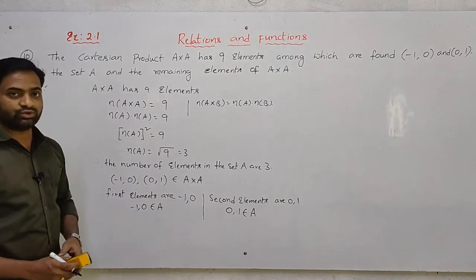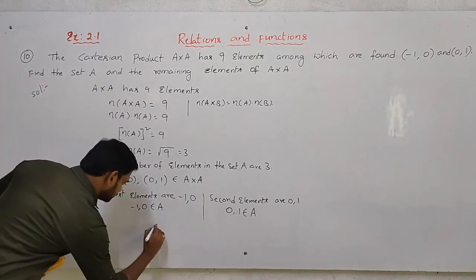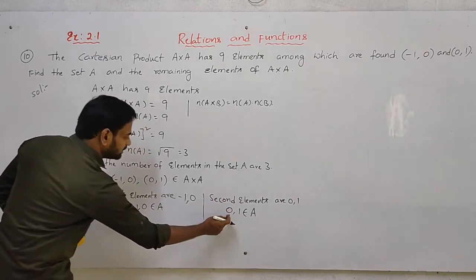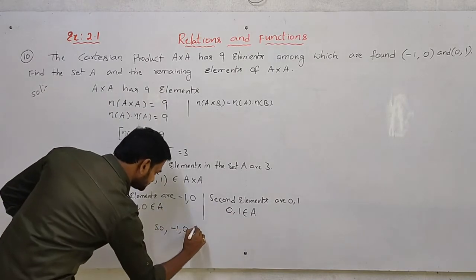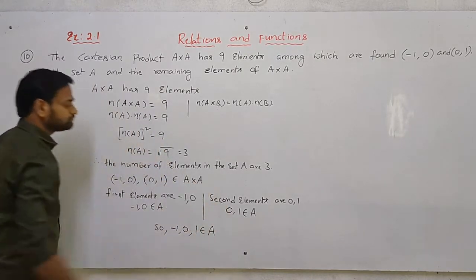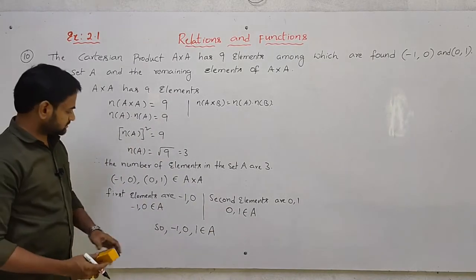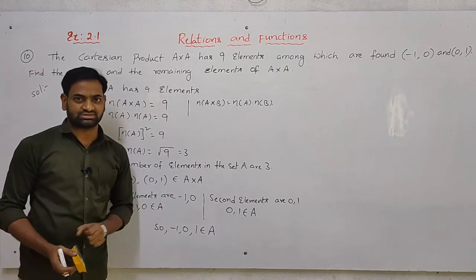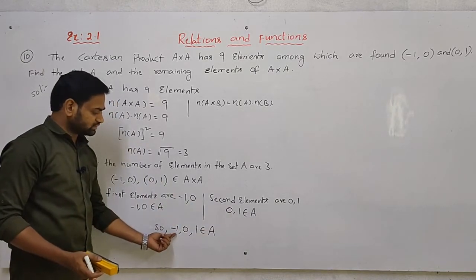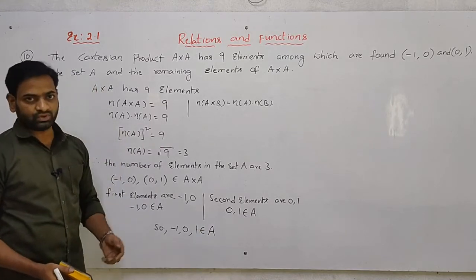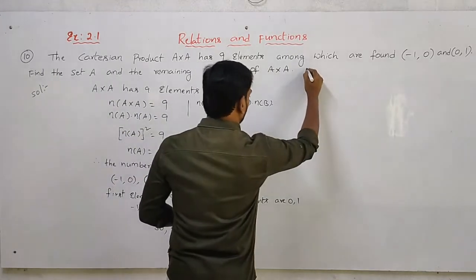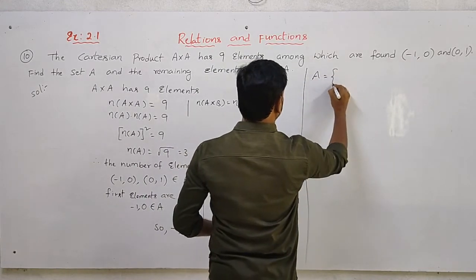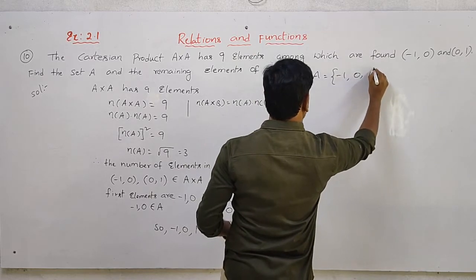So from these two, what can you write? -1, 0, already 0 is there, next 1 belongs to capital A. So -1, 0, 1 are all in capital A only, both are the same sets. So finally what you can write, -1, 0, 1 belong to A. So finally I am writing what is the A. Capital A equal to {-1, 0, 1}.